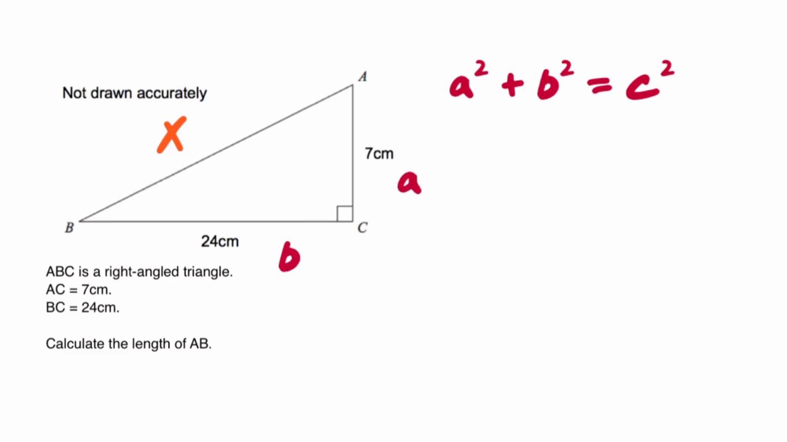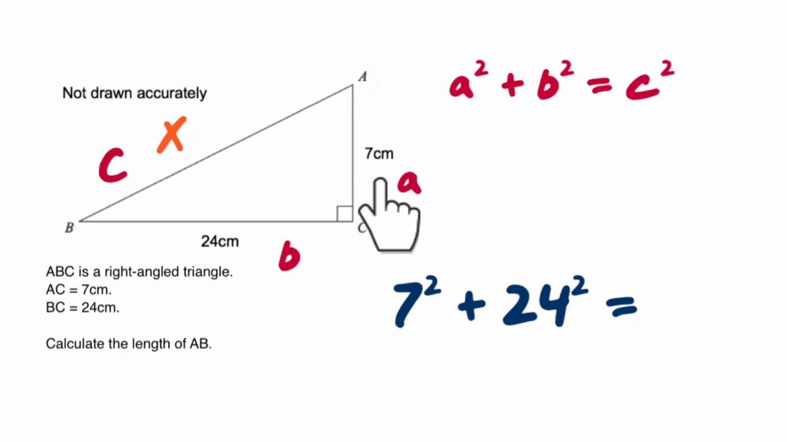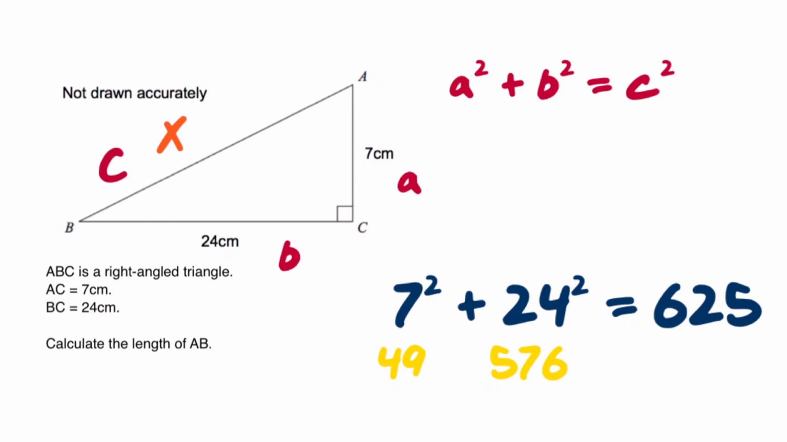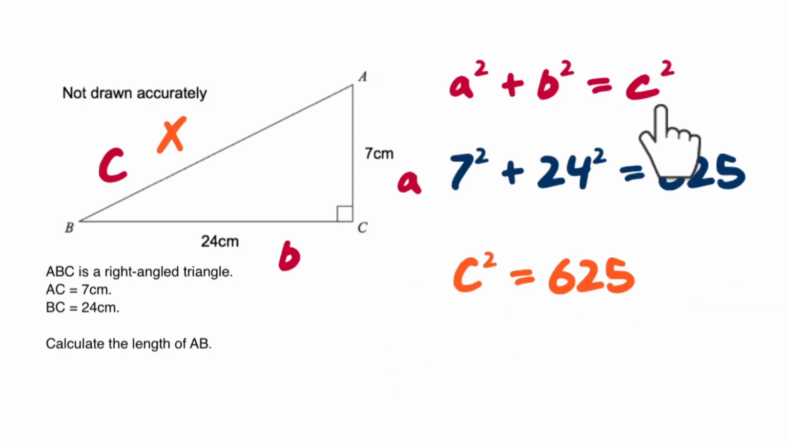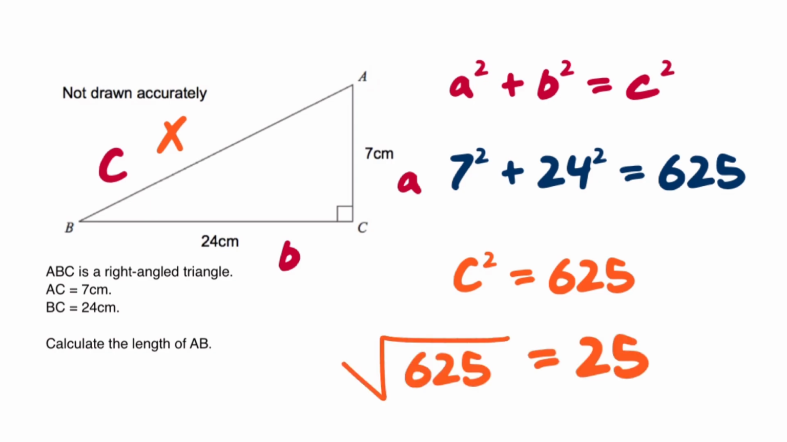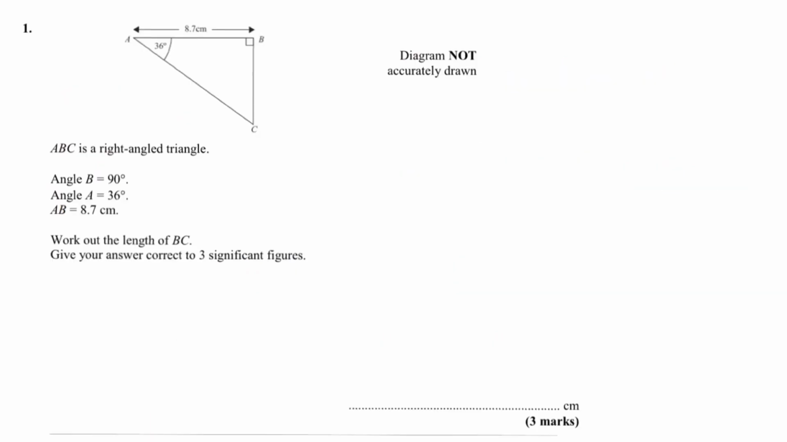So let's label it with A, B and C. C is always the slanted bit, known as the hypotenuse. And let's put our numbers in. So A is 7, so it'll be 7 squared. B is 24, so it'll be 24 squared. And now we just have to work this out. So 7 squared is 49, 24 squared is 576, and the answer is 625. Remember, this is our C squared. So we still have to square root this to work out our C. So once we square root this in a calculator, the answer is 25.